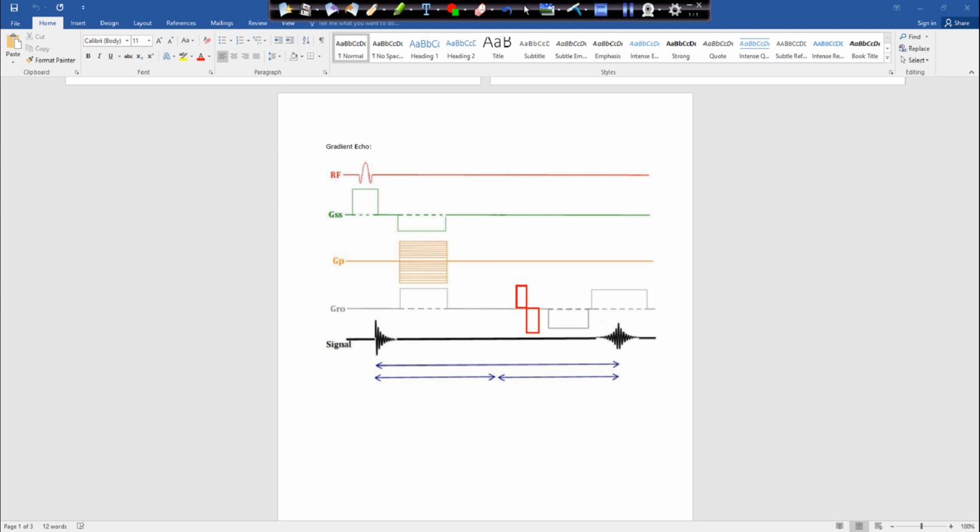But if you have blood flow going in all 3 directions, you do that on each of these axes so that you can visualize blood flow in any direction. So these bipolar gradients create a larger phase shift so that you can visualize flowing blood better than stationary tissue. Okay?